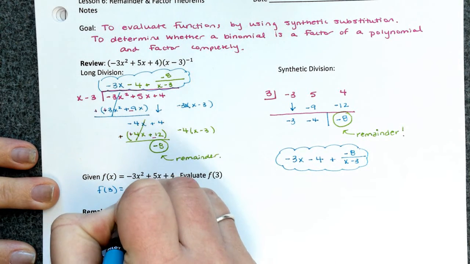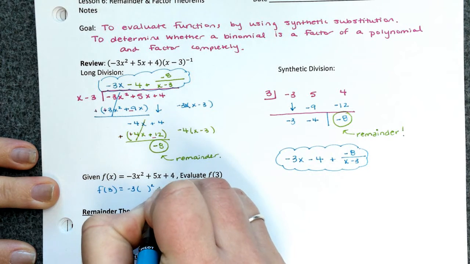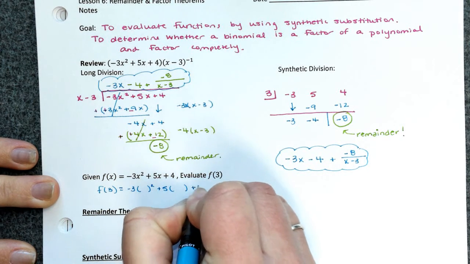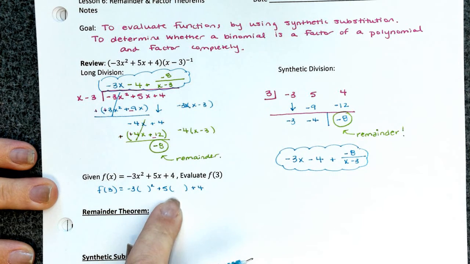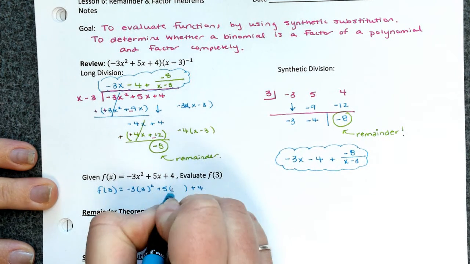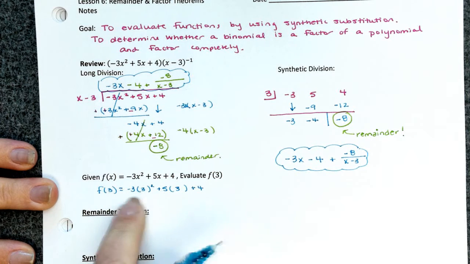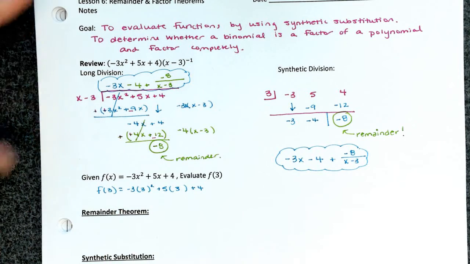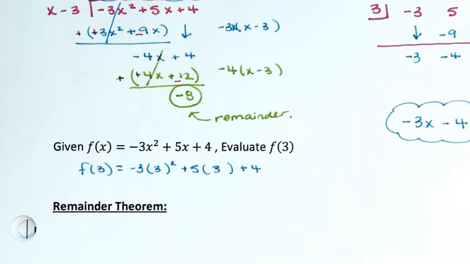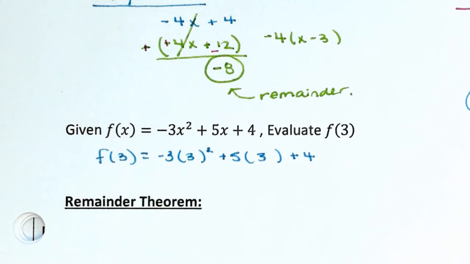So that means every x has to be replaced. So I'm going to put parentheses around just where the x is, and I'm going to replace it with 3. Now be careful, because many people will not put parentheses in the right spot, and if it's a negative, then that's a much bigger deal. But this is what it should look like.